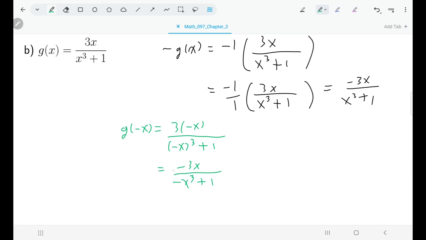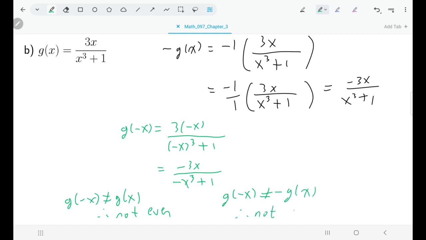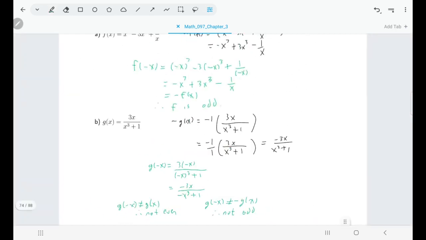So if I'm looking at this, this is clearly not the same thing as my original function. So number one, g of negative x is not equal to g of x, which means we are not even. Also, this is not the same thing as -1 times g of x. So in other words, it's also not odd. So this function has neither kind of symmetry. It's not even and it's also not odd, which, like I said, is typical for most functions. They won't have either kind of symmetry.